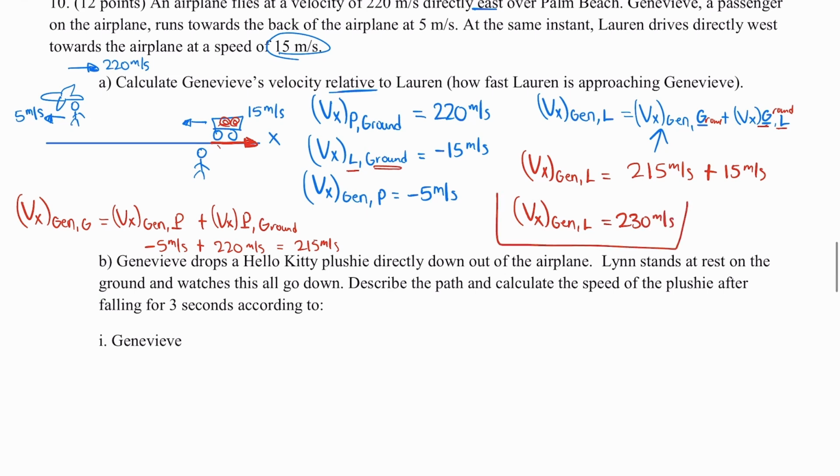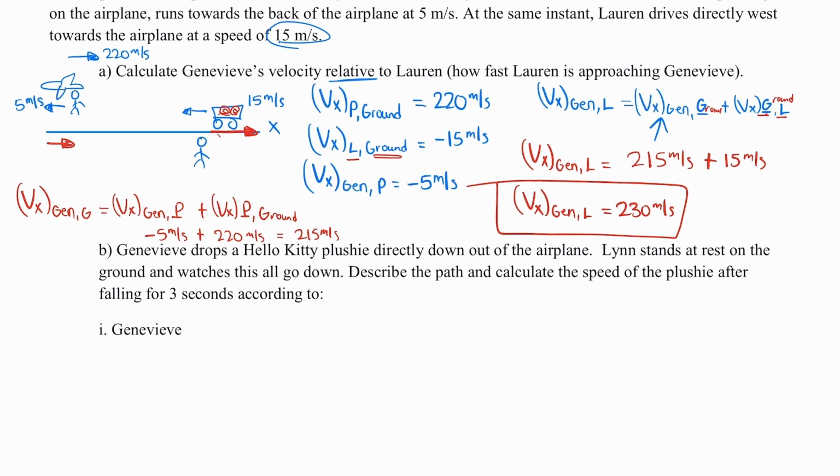To think about this intuitively, on the plane, considering only Genevieve and the plane, there's a velocity this way at 215. And then here I have Lauren moving to the left with 15. Because they're getting closer to each other, they appear to be faster. So those velocities combine in the way that I've shown you here using the relative velocity formula to give us 230 meters per second.